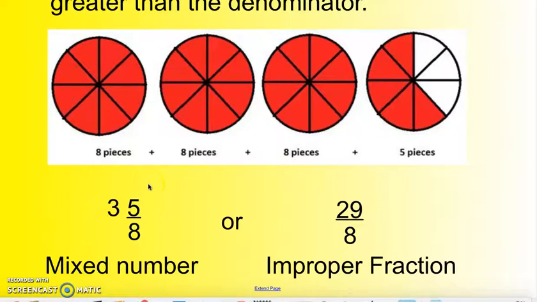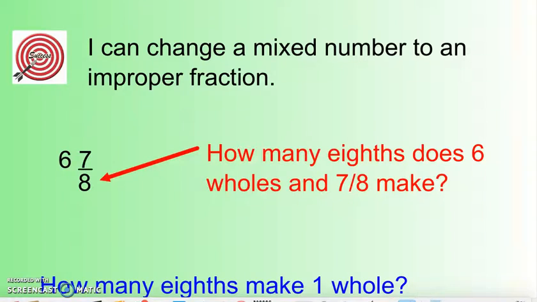Now I want you to notice that 3 and 5/8 and 29/8 both have the same diagram because a mixed number can be changed to an improper fraction, and an improper fraction can be changed to a mixed number. They are both rational numbers, and they're just different ways to write the same amount. And so today what we're going to be doing is changing a mixed number to an improper fraction and going back the other direction as well. And so let's start off with 6 and 7/8.